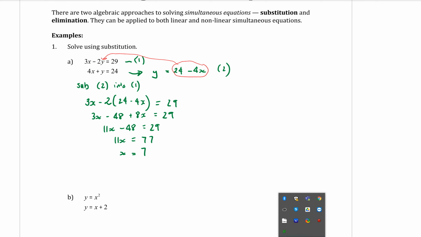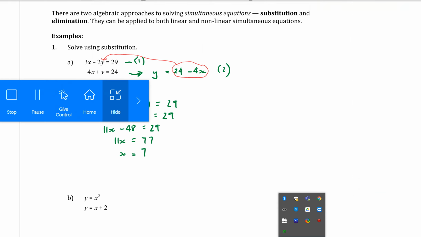Don't forget that once you have got one of your values, you still have to find the other one. I still have to find y. So I'm going to sub that back into equation 2. You could choose equation 1 if you want to, but equation 2 already has y by itself, so that will be the one that will give me the answer. It's just a little bit easier.